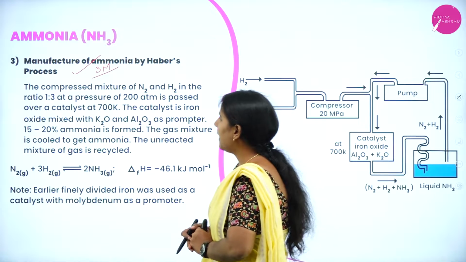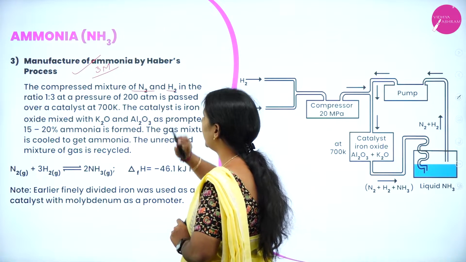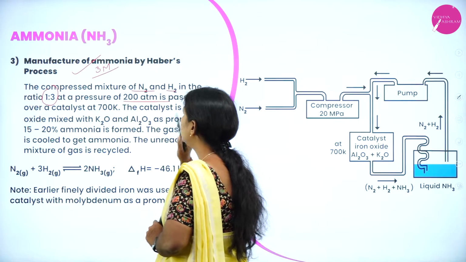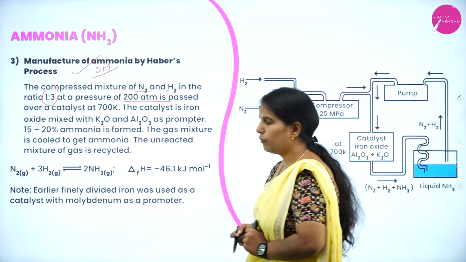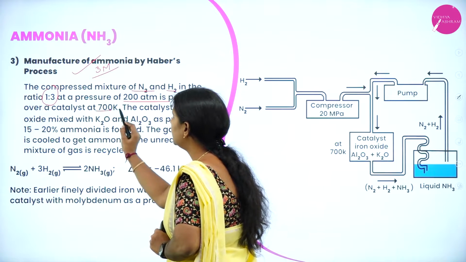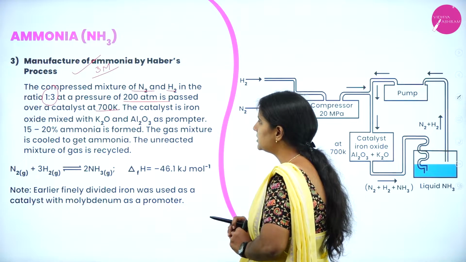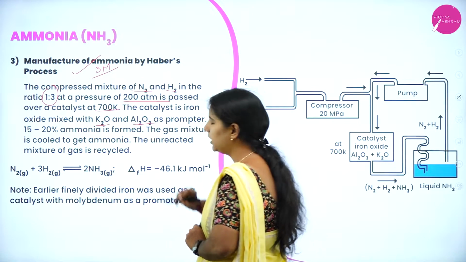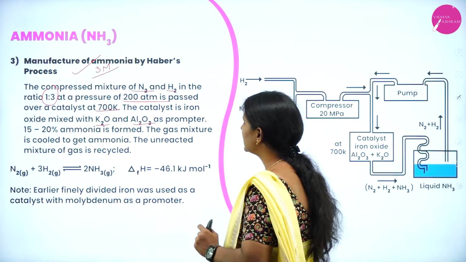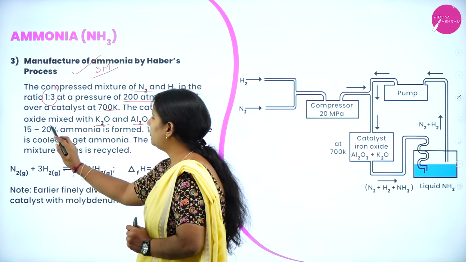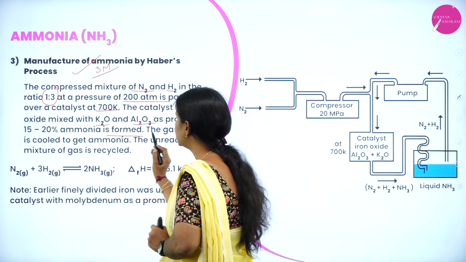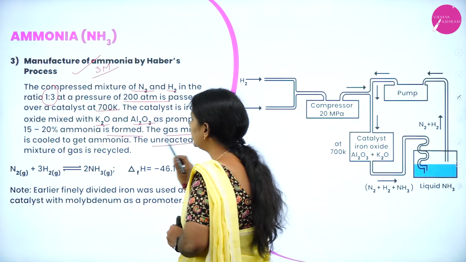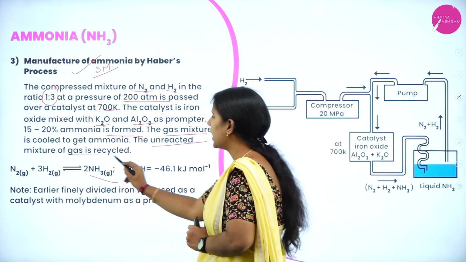Okay. So, the compressed mixture of nitrogen and hydrogen in the ratio of 1:3 at a pressure of 200 atm is passed over the catalyst at 700 Kelvin. The catalyst is iron oxide, which has been mixed with K2O or with Al2O3 as a promoter. 15 to 20% of ammonia is formed. The gas mixture is cooled to get ammonia. Unreacted mixture of the gas is recycled.